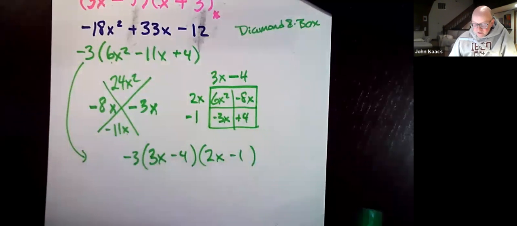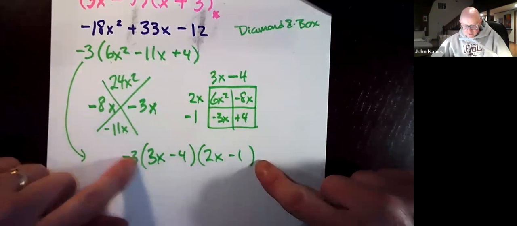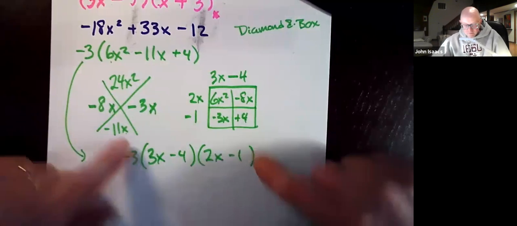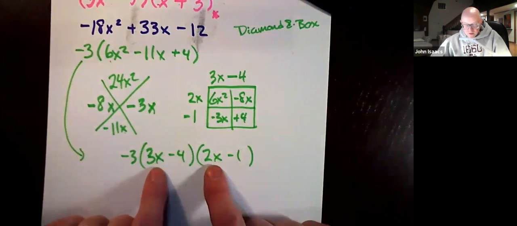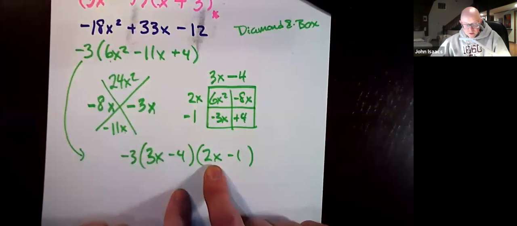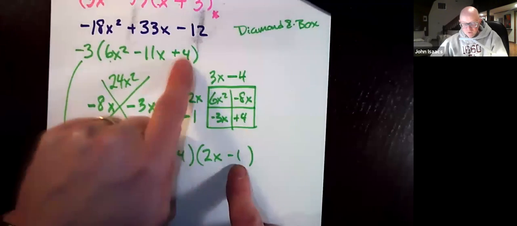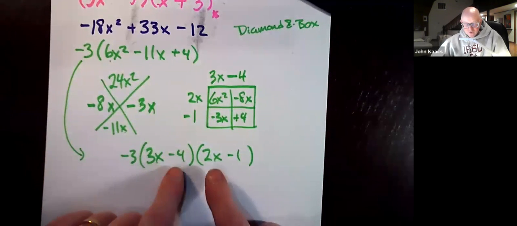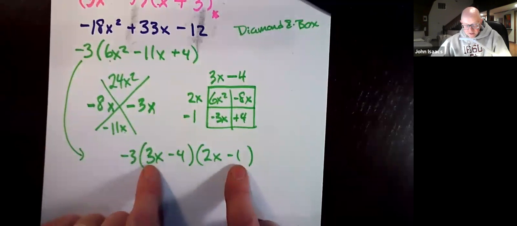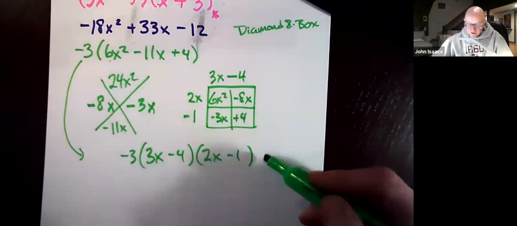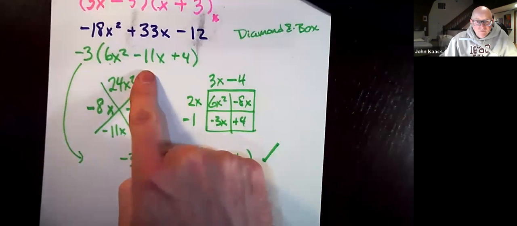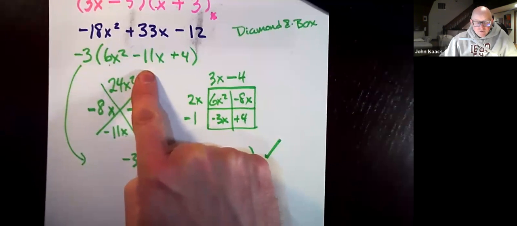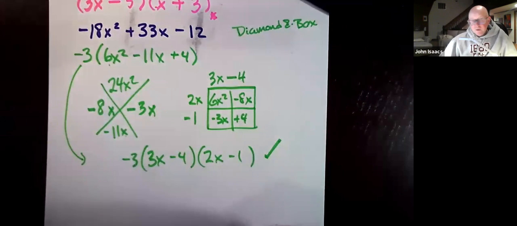Now, in order to check this, I'm going to ignore the negative 3 for a minute. That multiplies back to 6x squared minus 11x plus 4. So 3x times 2x is 6x squared. My lasts are negative 4 times negative 1. That's the 4. And the middles, the O's and the I's, are going to be negative 8x and negative 3x, and that's going to give us our negative 11x. So that works. All right. In the next video, I'm going to take that same thing and show splitting the middle term instead of showing diamond in the box.